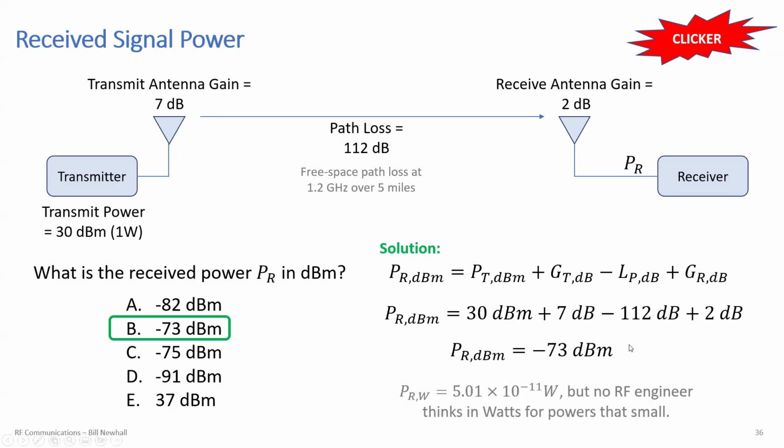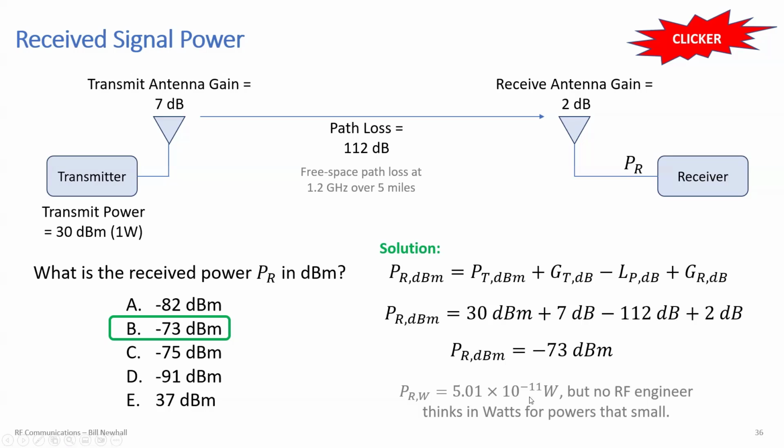Okay, so if you were to calculate this power in watts, it would be 5.01 times 10 to the negative 11 watts. But I don't know any RF engineer, I'm going to make this general statement, any RF engineer that I've worked with or work with who thinks in watts for power that small, maybe as an intermediate calculation, but an experienced RF engineer receiving a narrowband communication signal looks at minus 73 dBm and would say, yeah, I could receive that. That would be pretty decent sound quality. We can work with that.